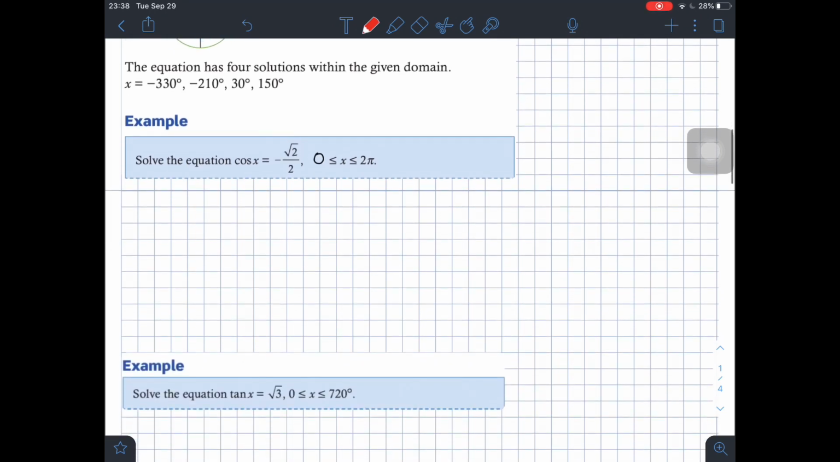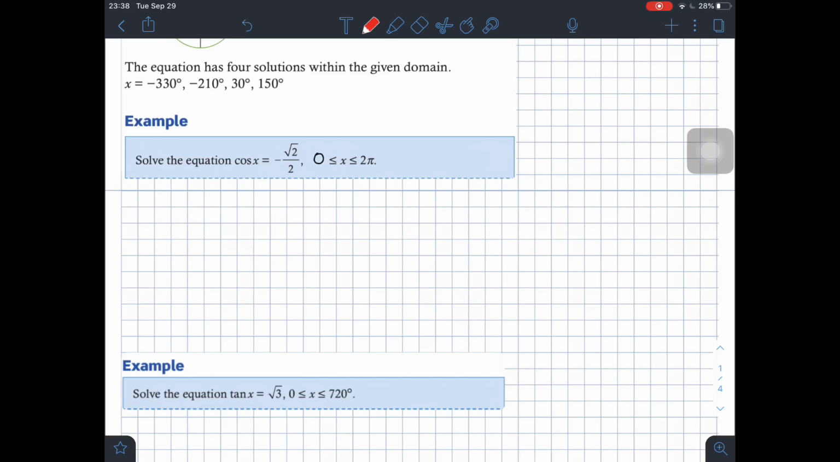It says, solve the equation cosine of x equals negative square root of 2 over 2 for this domain from 0 to 2 pi. 0 to 2 pi is one complete rotation. So we're considering all of the 4 quadrants, right?